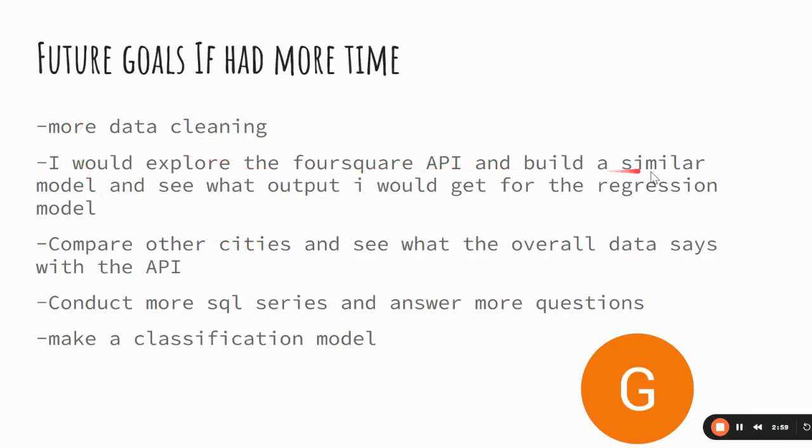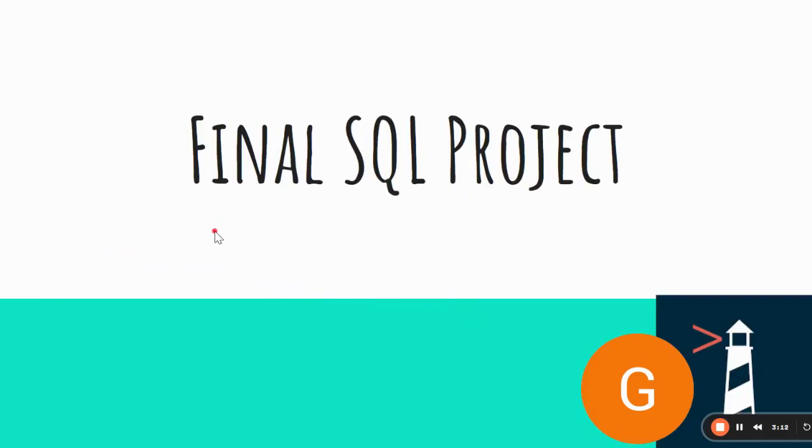I would explore the Foursquare API and build a similar model and see what output I could get for the regression model compared to other cities and see what the overall data says with the API, conduct more SQL queries and answer more questions, then make a classification model. So that was the first project on APIs.